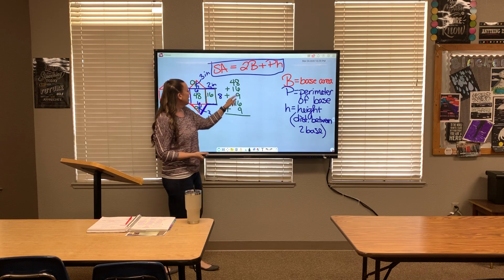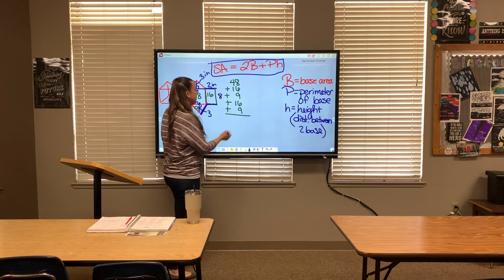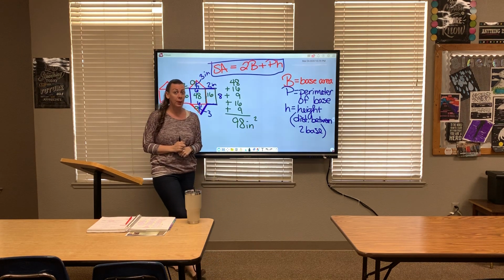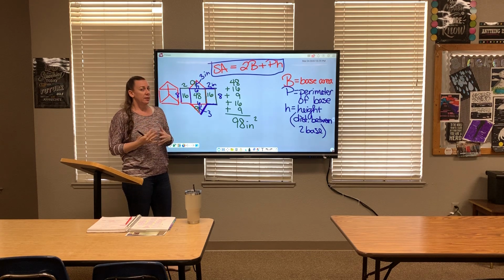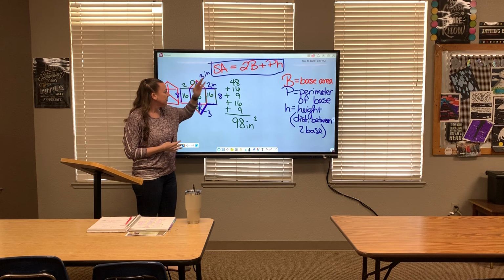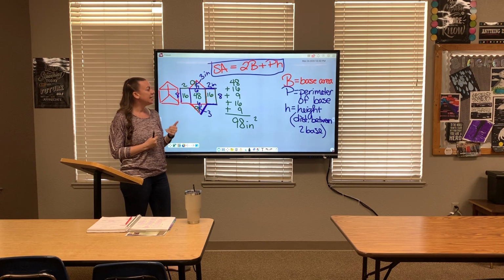I have 18, 32, so 40, 50, 98. So I'd have 98 inches squared, okay? Go ahead and double check me, but I'm pretty positive that's what it is. Okay, so 32 plus 18. Yeah, okay, so 98 inches squared.